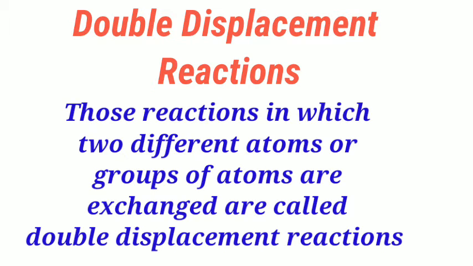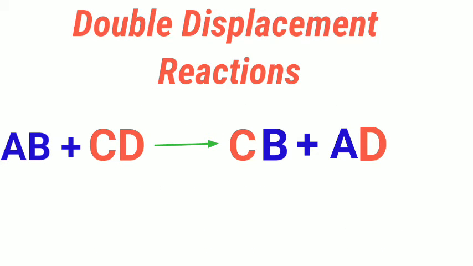Those reactions in which two different atoms or groups of atoms exchange their positions are called double displacement reactions. Generally, double displacement reactions are represented as AB + CD gives CB + AD. We see that A displaces C from the compound CD and forms a new compound AD.